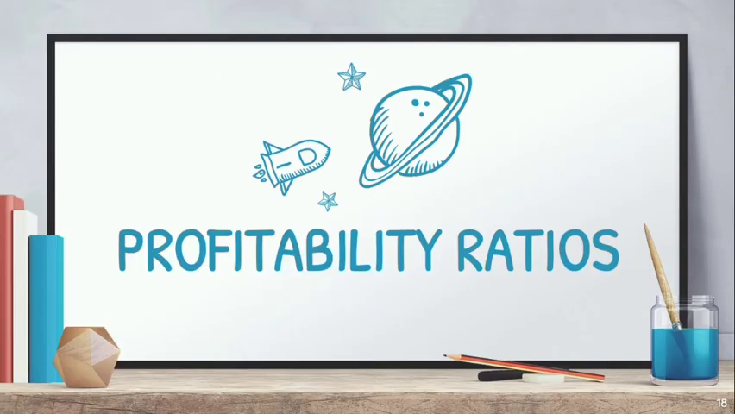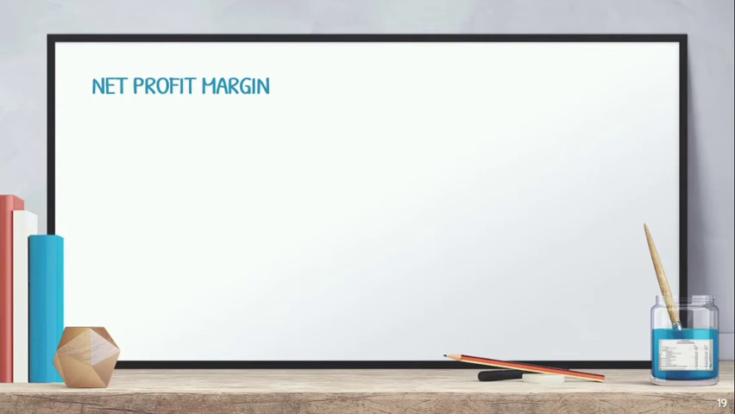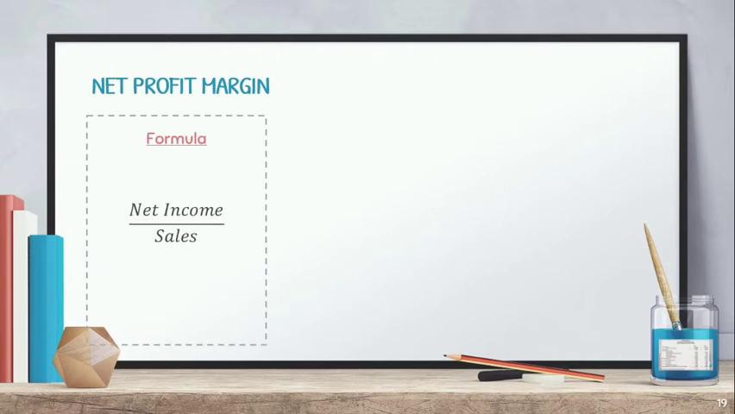Then next is we have profitability ratios. Profitability ratios measures earnings in relation to some base figure such as sales, assets, or capital. So first we have net profit margin. Familiar ta ani? Net profit margin is the percentage of net income to sales. So that's why we have the formula net income divided by sales.